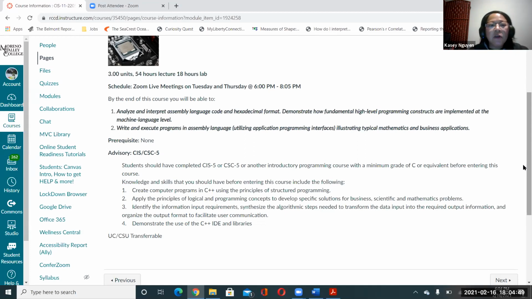So by the end of the course, you will be able to analyze and interpret assembly language code. That means that you will be able to look at a program and know exactly what it's doing, looking at it from a hexadecimal format or a binary format.